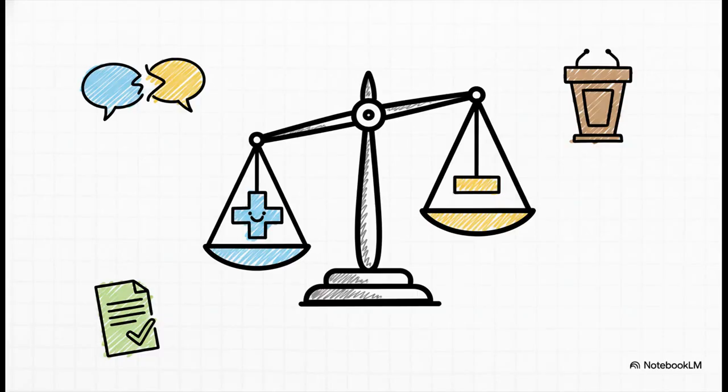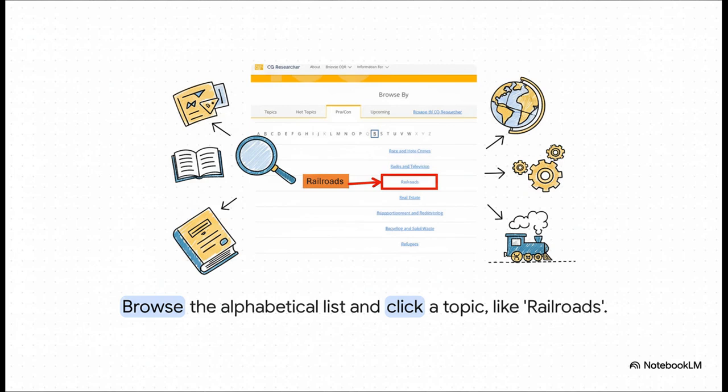It's built specifically to give you this really clear, structured look at two opposing sides of an issue. It is perfect for building your arguments, prepping for a debate, or honestly, just getting the full picture on something. Once you click that pro/con button, you'll see this nice alphabetical list of topics. You can browse through it or jump to a letter to find something that fits your assignment. For our example here, we're just going to click on railroads to pull up the report.